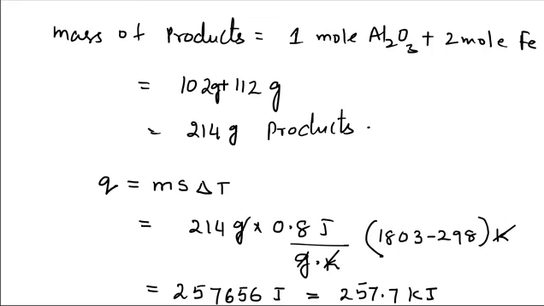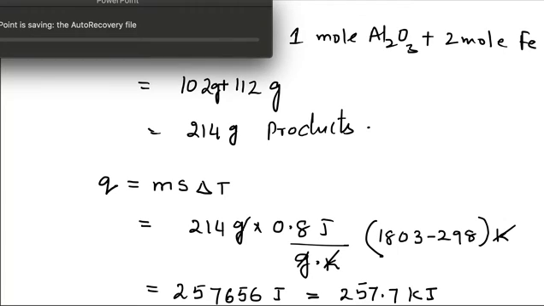Okay, heat required is less than the heat released. So therefore the temperature can be easily raised by the required value. So here 257 kilojoules of heat is releasing, which is less than the heat required. Therefore the iron will come into liquid form. So that's the first problem. Now let's go to the second problem.